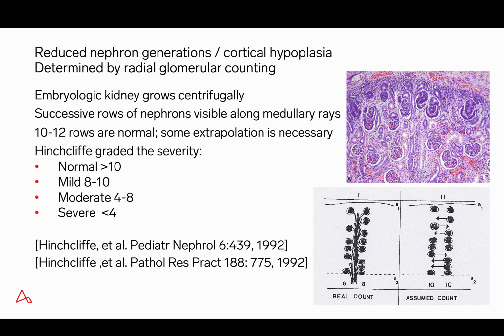In a normal kidney, if you orient the section along a medullary ray, the row-like orientation of glomeruli is easily discerned. In the normal kidney, 10 to 12 rows are normal, although admittedly some extrapolation is necessary. Hinchcliffe proposed grading severity of reduced nephron generations, as shown, normal being greater than 10 and severe less than 4. And this is a diagram from his book which shows how you count the nephron generations, and not all glomeruli are going to be in the plane of section you're viewing, so some extrapolation is required.